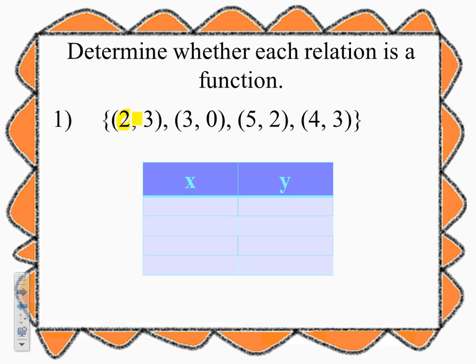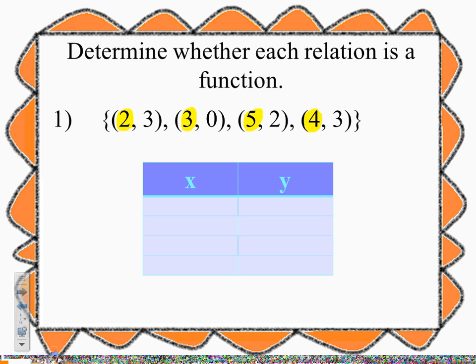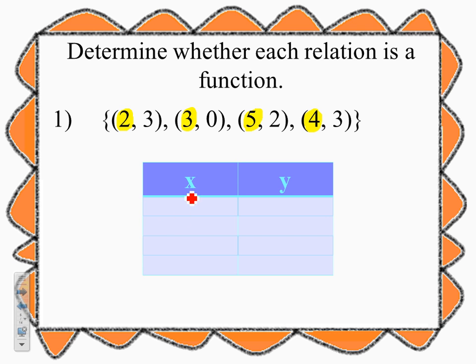I'm going to highlight all my x's. I'm going to write them down. I usually like to write them in order, but I really don't have to. So I'll do 2, 3, 5, and 4. Now let's go ahead and do the y's. The 2 is paired up with the 3. The 3 is paired up with the 0. 5 with the 2, and 4 with the 3.